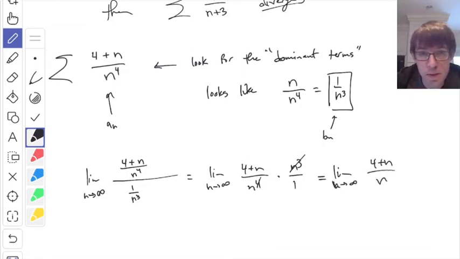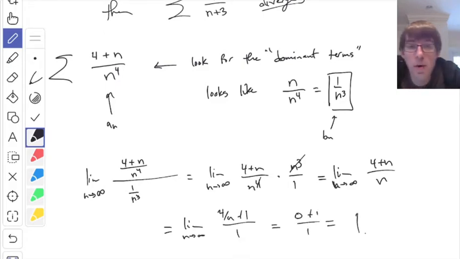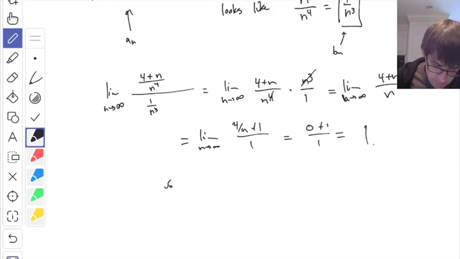And then we find this limit. This is easy. Again, you divide out the n's. It looks like 4 over n plus 1 over 1. And this, again, is going to be 0 plus 1 over 1, which is 1. All right? So the limit does exist, and it's not 0, which means the comparison is going to be successful. So the limit exists and is non-zero.